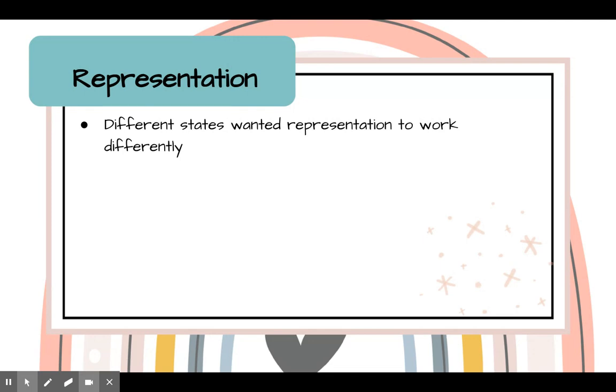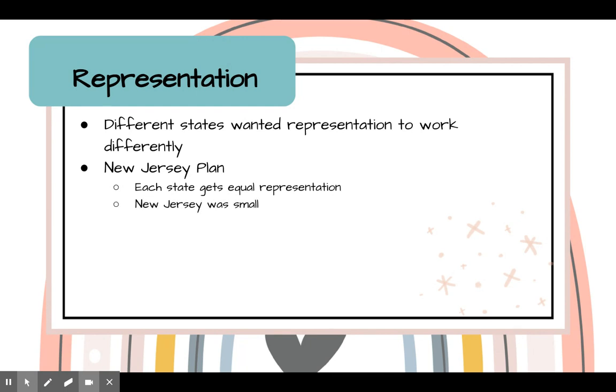Different states wanted representation to work differently. So remember, before it was one state, one vote. New Jersey came up with their plan and they said, this is what we should do. Each state gets equal representation, so they liked how it was going. New Jersey had a small population, but they had an equal voice to states like New York or Virginia.